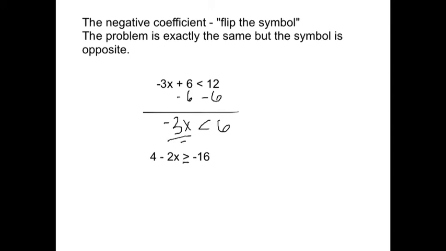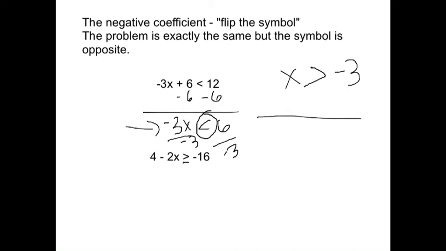So in this case, you're going to continue to simplify, continue to solve, and you're going to get x and negative 3. Because the coefficient of x was negative, in this case, you must flip the symbol. So what was originally a less than sign now becomes a greater than sign. So when you go through and you make your number line, you are going to now be shading to the right because you want all numbers that are greater than negative 3.